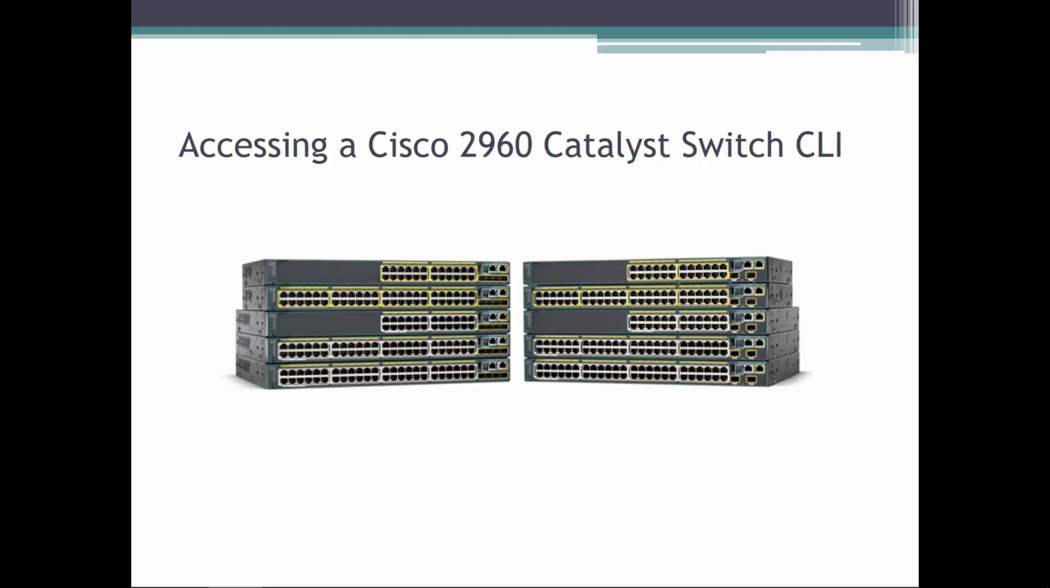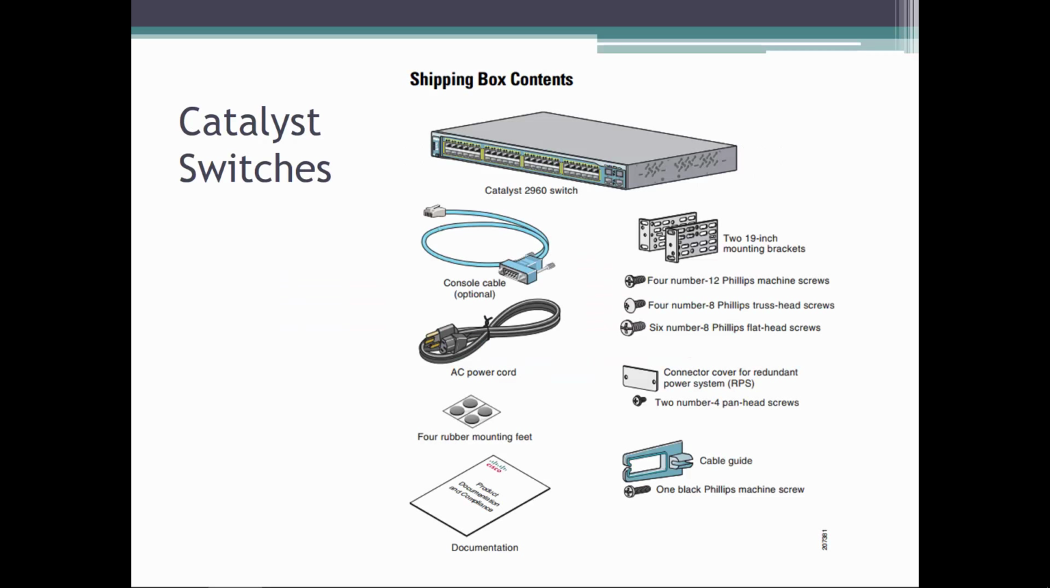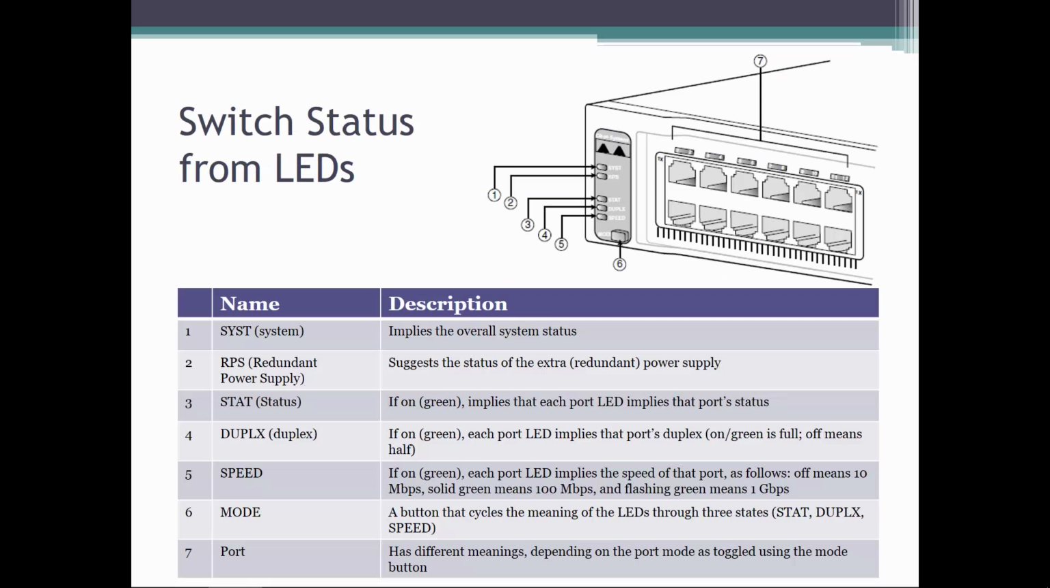Again, our Cisco 2960 comes in multiple flavors. Normally what you'll end up getting if you buy it brand new should be the actual device, a console cable, a power cable, maybe rubber feet, documentation, some cable guides, some mounting brackets, and some typical screws.